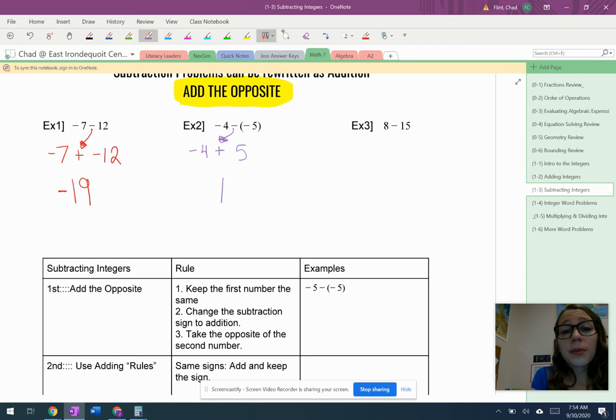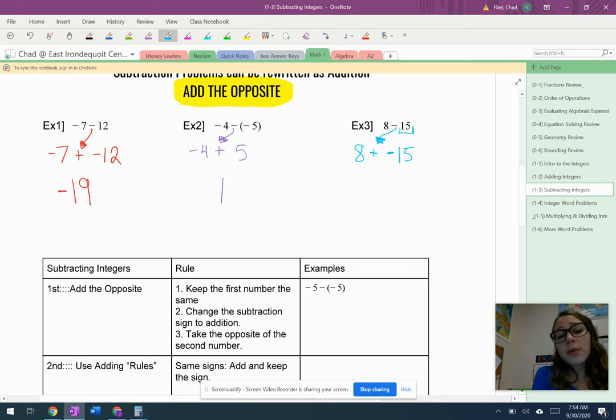And now example 3. 8 minus 15. So definitely subtraction, right? We've definitely got the minus sign in between, so we can absolutely rewrite that as addition. So keep that first number the same. The 8 gets carried down. Change the subtraction sign to addition, and take the opposite of that second number, which is positive 15. The opposite of positive 15 is a -15.